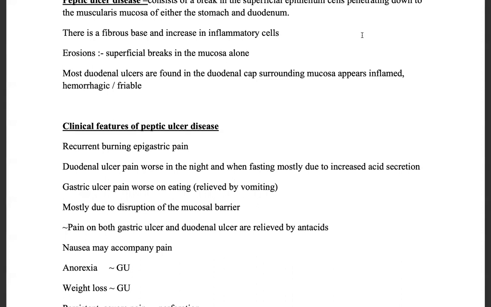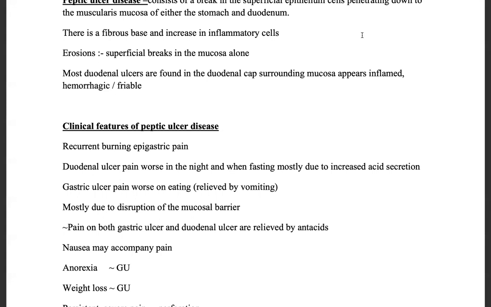In that case, the patient might come up with a recurrent burning epigastric pain. So in duodenal ulcers, the pain is worst in the night and when fasting, mostly due to increased acid secretion. So during the night hours or when you're sleeping, you'll be fasting. So more acid will be secreted. The stomach will be empty. So in that case, there will be increased acid secretion and the breaks in the epithelium will get irritated.